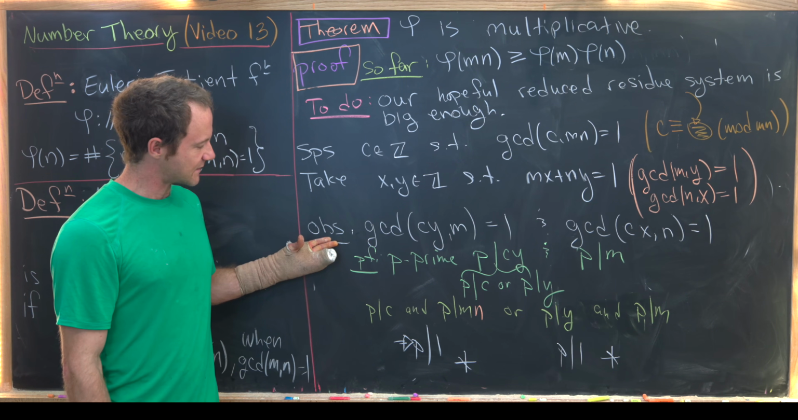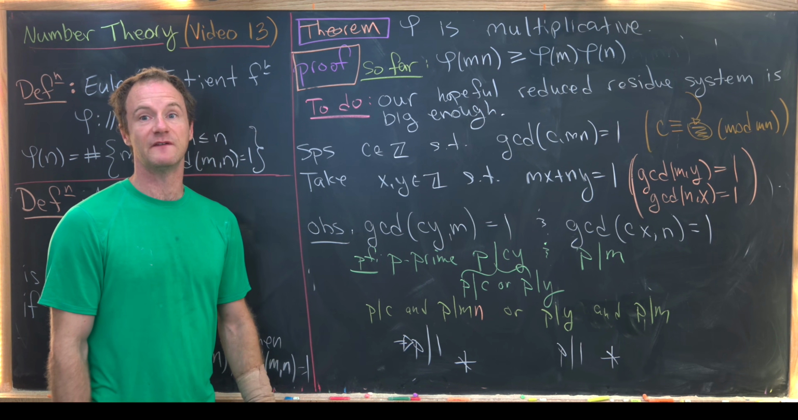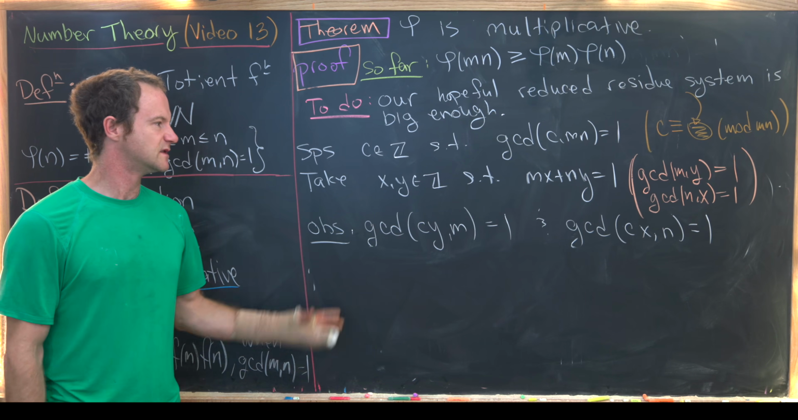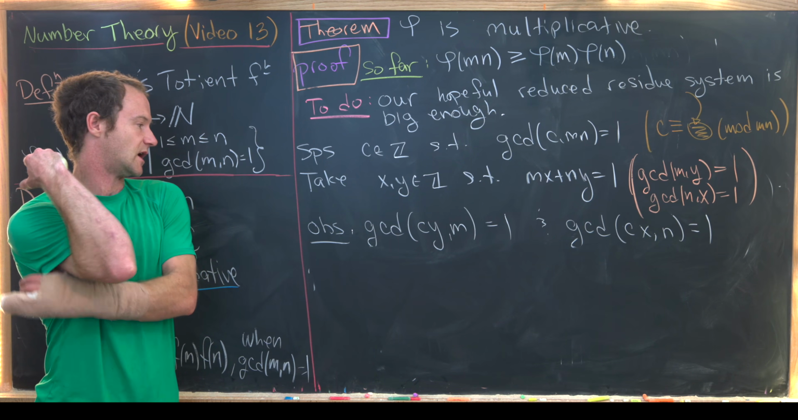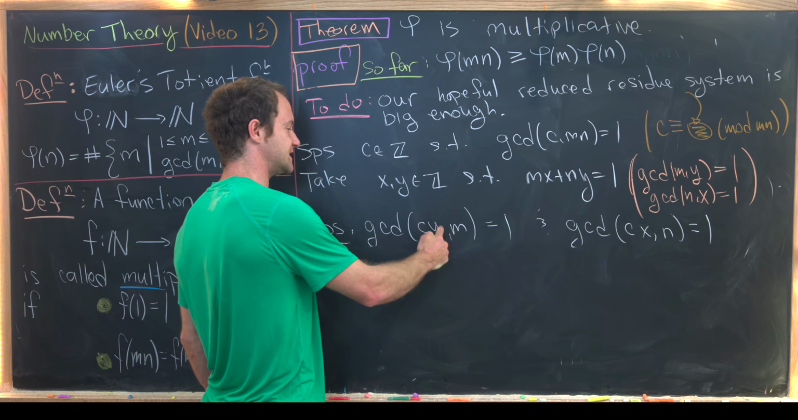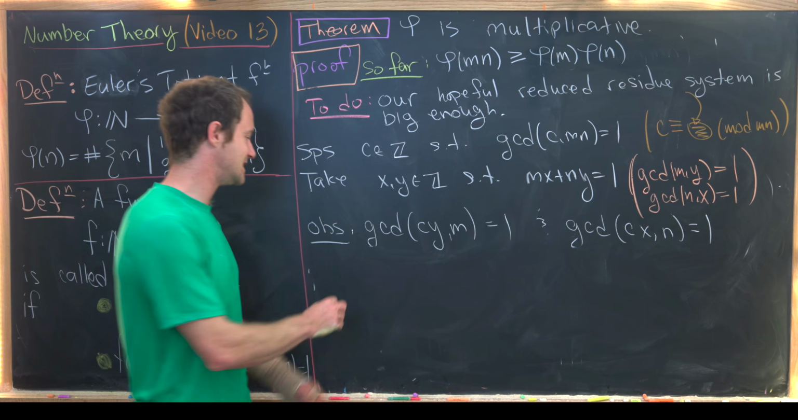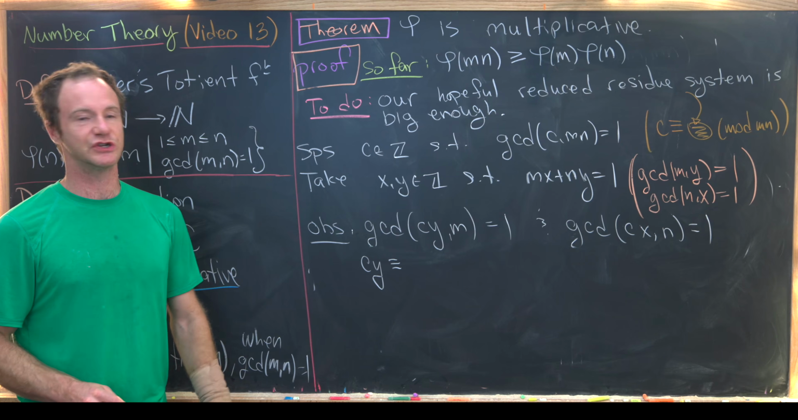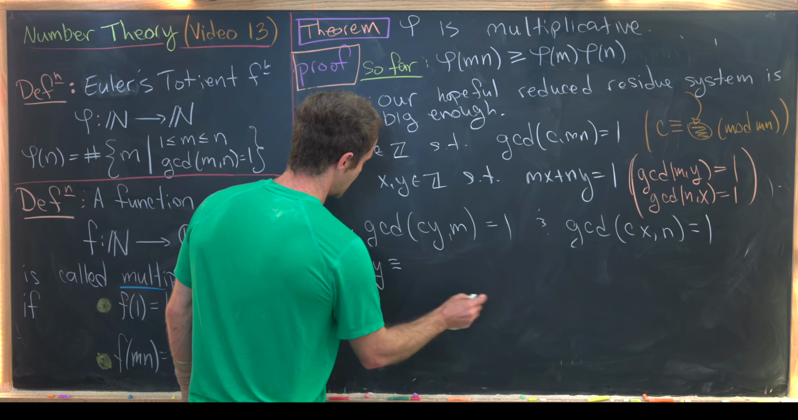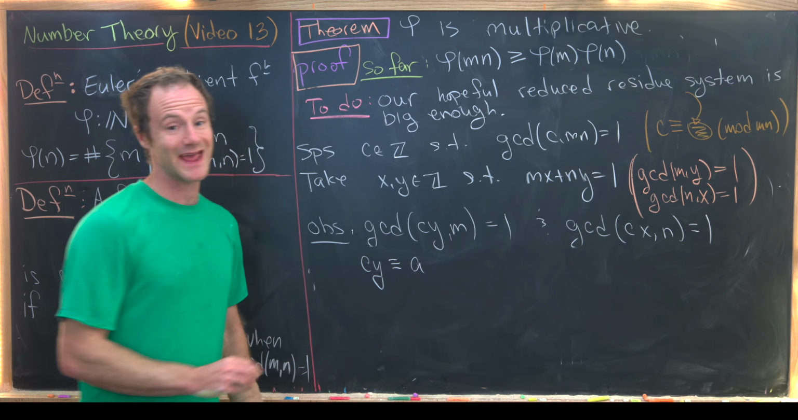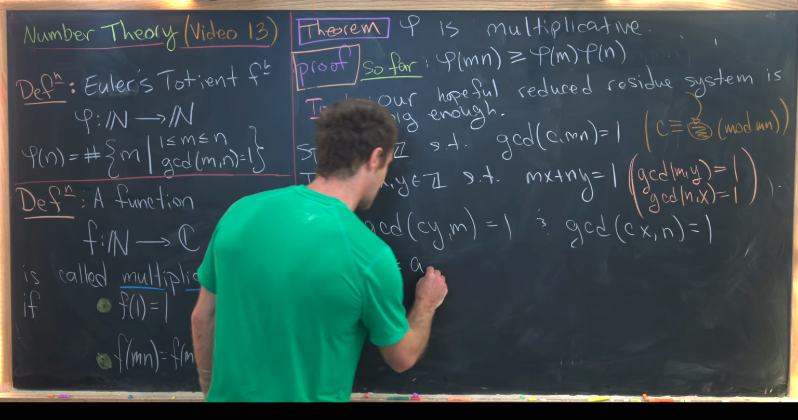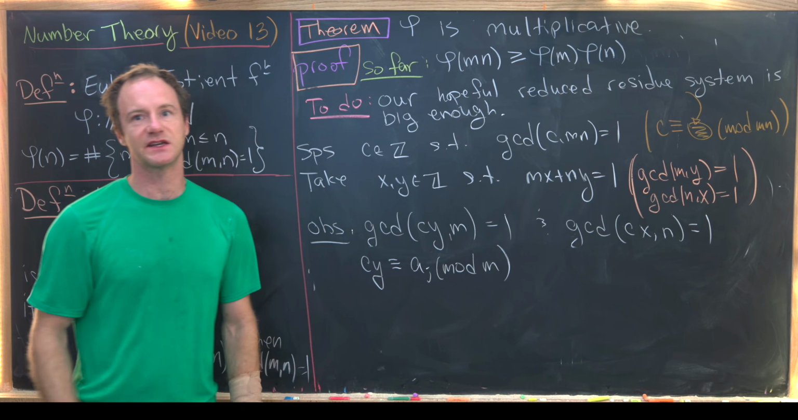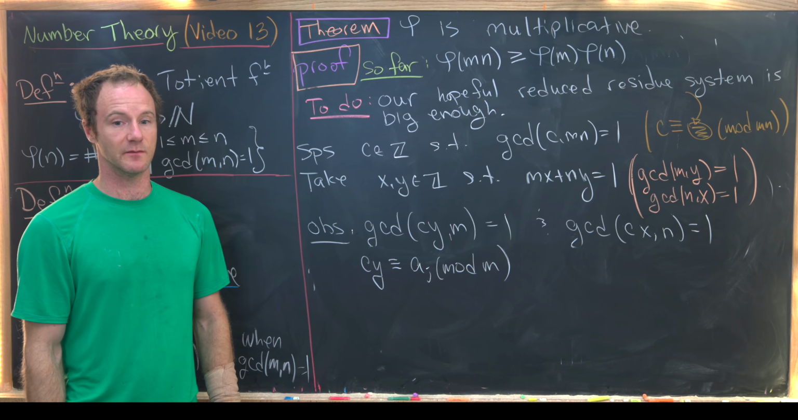Okay, so let's leave this observation up, but we'll get rid of this proof and then finish this off. We just got done arguing this observation. This is going to be key to finishing this off. So since the GCD of CY with M is 1, then that means that CY is congruent to one of the elements from the reduced residue system of M. And remember, those were of the form A sub something. So we'll say A sub J mod M, and remember that J is going to go between 1 and phi of M.